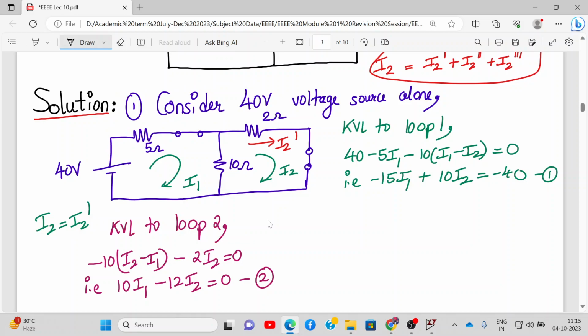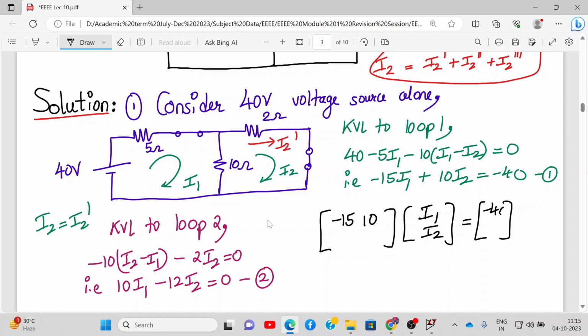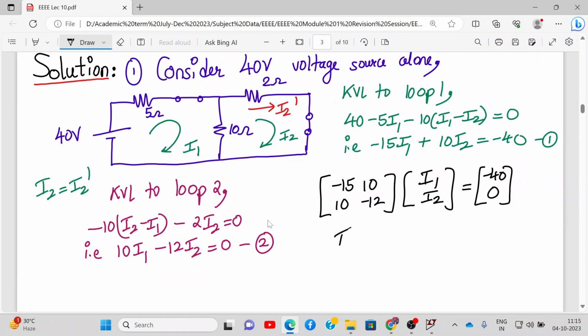From 1 and 2 we put it in matrix form. This is I1 and I2 and this is the right hand side. So here it will be minus 15, 10, minus 40, 10, minus 12, 0. If you solve this simultaneously, we have two unknowns and two equations. We get the value of I1 as 6 amperes and the value of I2 as 5 amperes. As you know, the direction of I2 dash is the same as I2.